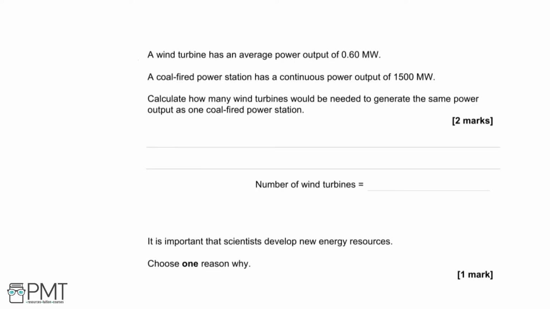A wind turbine has an average power output of 0.60 megawatts. A coal-fired power station has a continuous power output of 1,500 megawatts. Calculate how many wind turbines would be needed to generate the same power output as one coal-fired power station. So the answer to this is just going to be the average power output of the coal-fired power station divided by the average power output of the wind turbine. Both the units are the same, so we can get our answer of 2,500. So 2,500 wind turbines would give the same power output as one coal-fired power station.